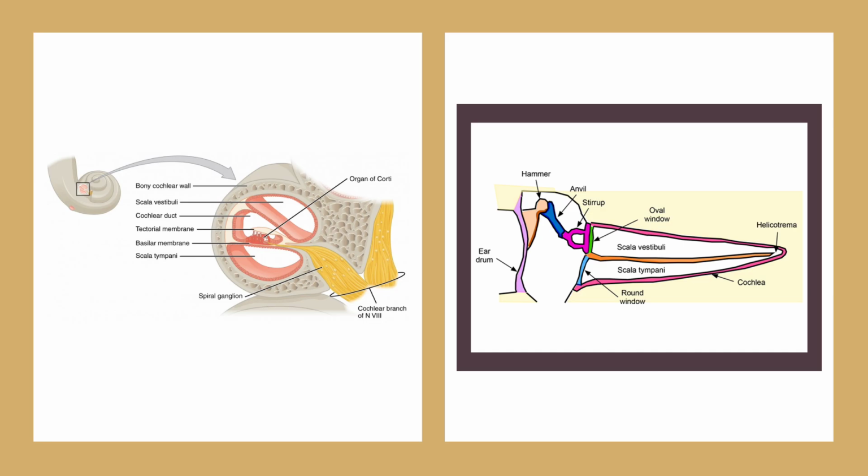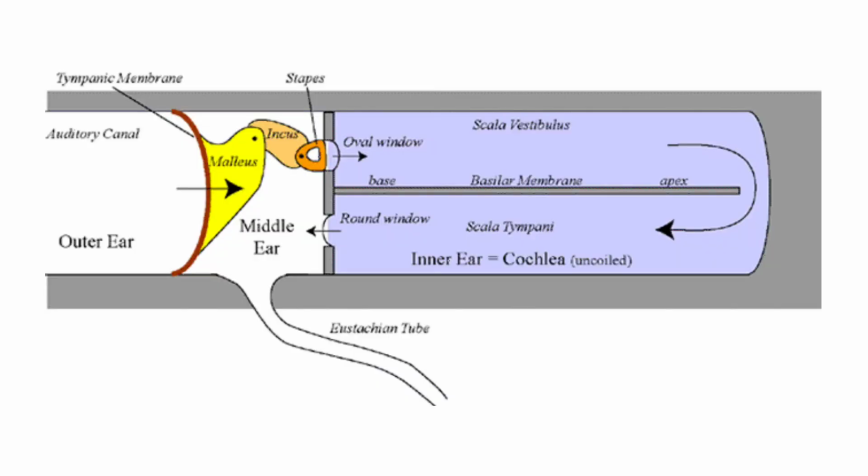Now this scala media contains a specialized fluid which is known as the endolymph, that is secreted by the stria vascularis. Now the stria vascularis has got a huge concentration of sodium potassium ATPase pump. So what it does is stria vascularis pumps potassium into this fluid and takes out sodium from it. So endolymph is very rich in potassium. That is a speciality of endolymph.